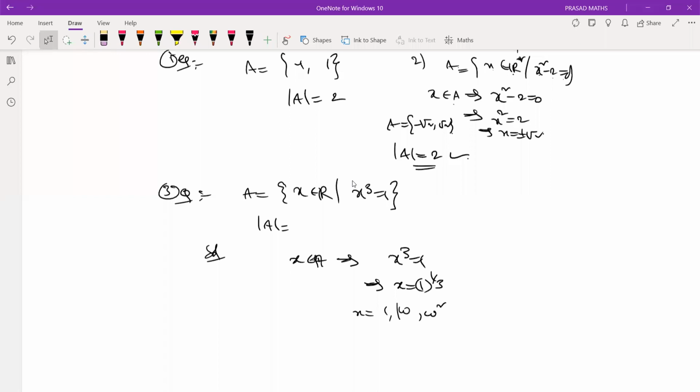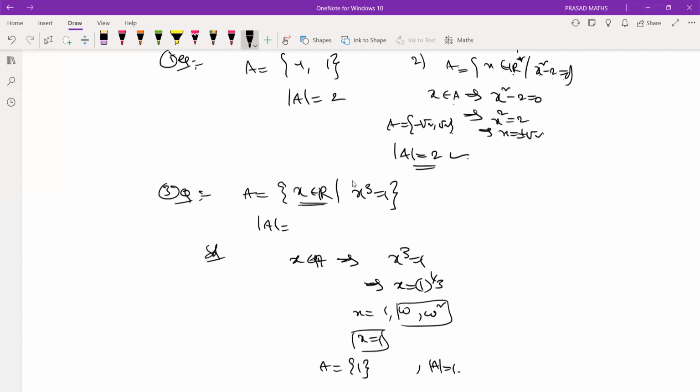You know, these are complex numbers. But we are interested in only real numbers. Therefore, omega and omega square should not be there in A. The only real root is x equals 1. Therefore, A is equal to the singleton {1}, because I am interested in only real roots of x cube equals 1. The cardinality of A equals 1 itself.